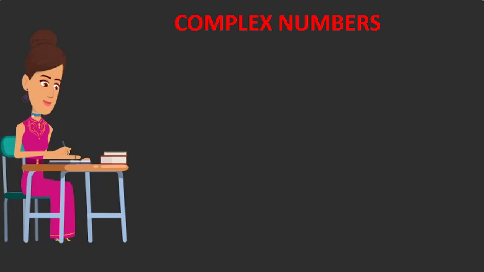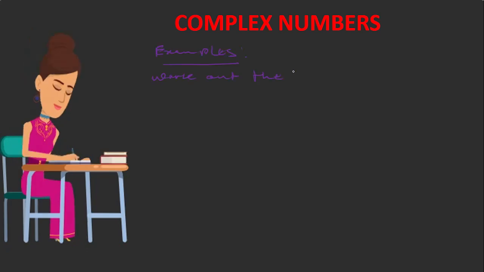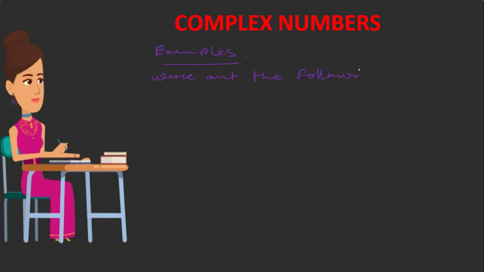The example is: work out the following. That's our first example. The first one is, let's say, 4 plus i, plus 3 minus 6i. So A is open bracket 4 plus i, plus 3 minus 6i. I'll put my solution just in case.